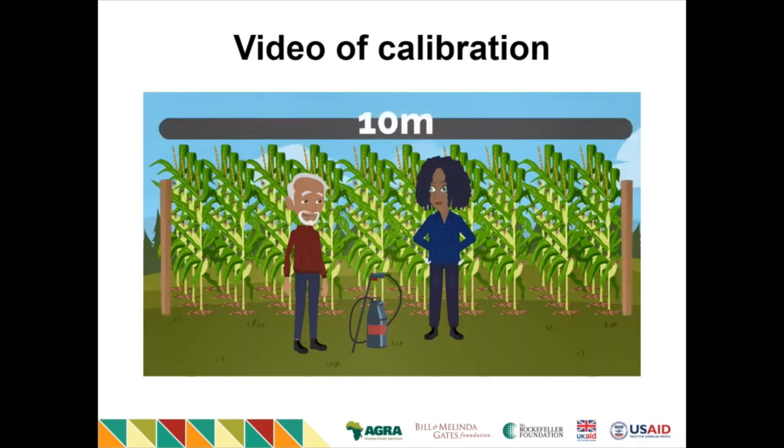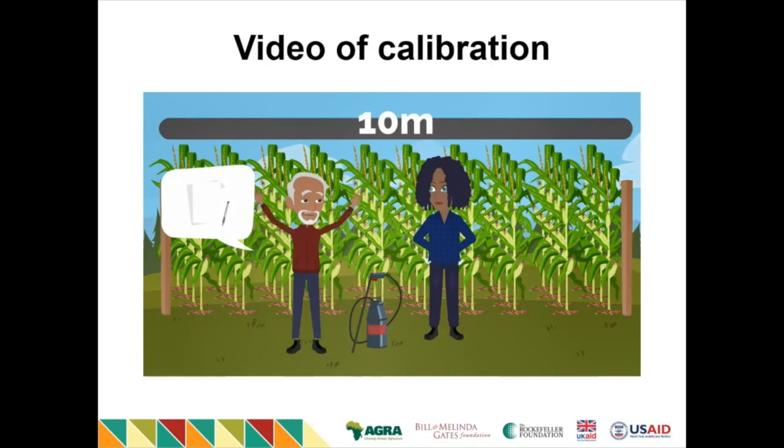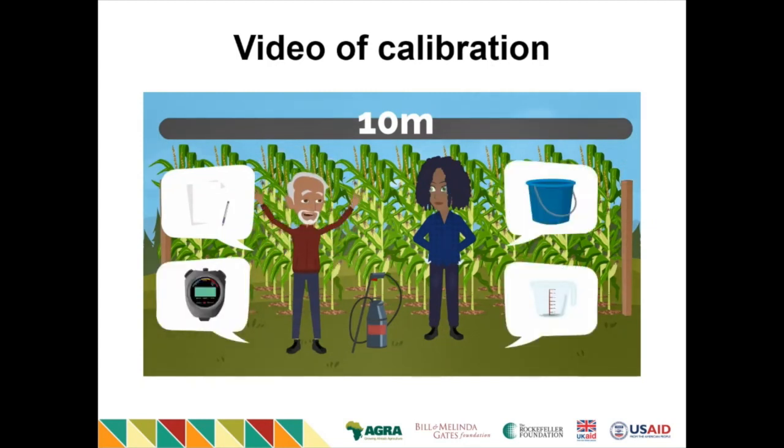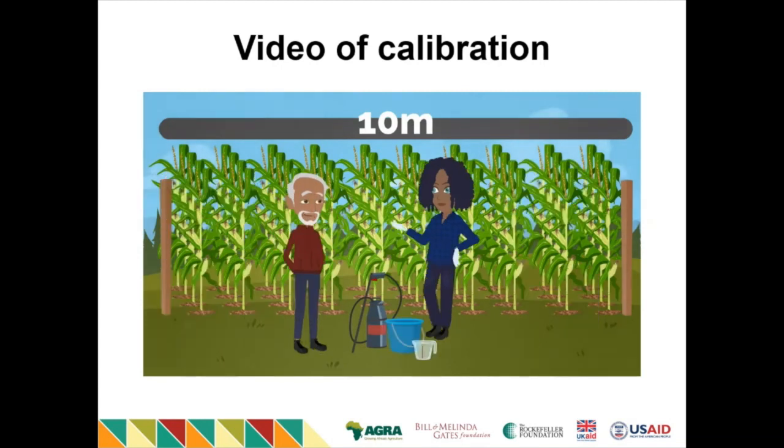I'll use this piece of paper to take notes and this stopwatch to record time. We'll also need a bucket and a measuring jug. I have them right here. Good. First, we need to note the swath width. The swath width on this sprayer is 50 centimeters. Bear in mind that different nozzles will give different swath widths.